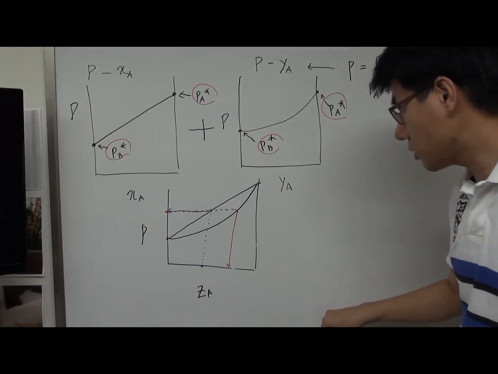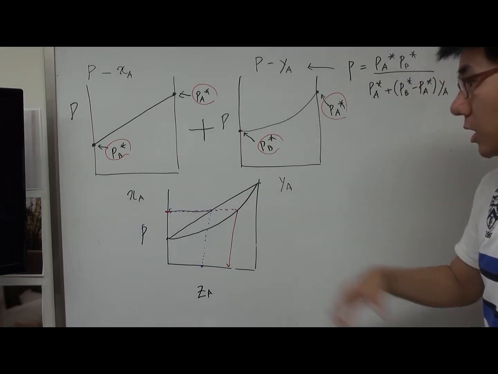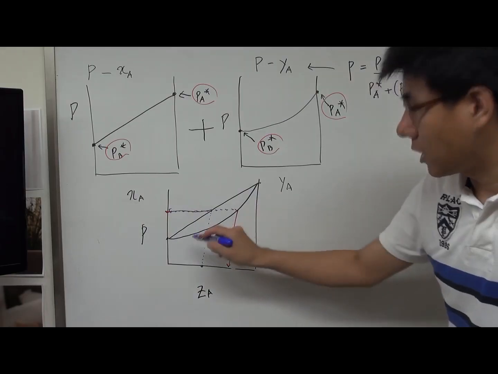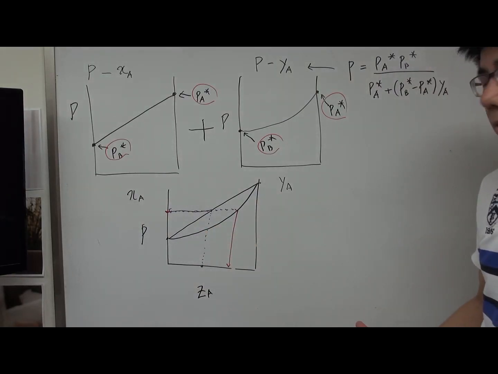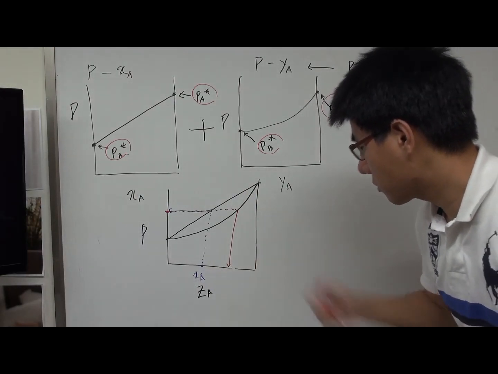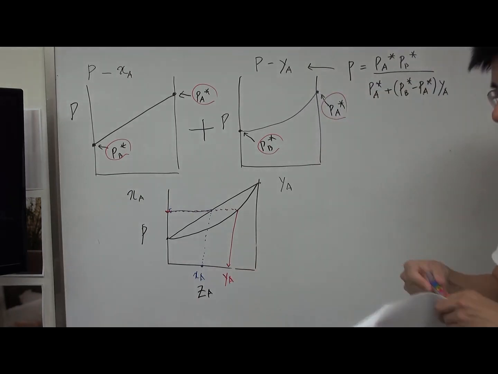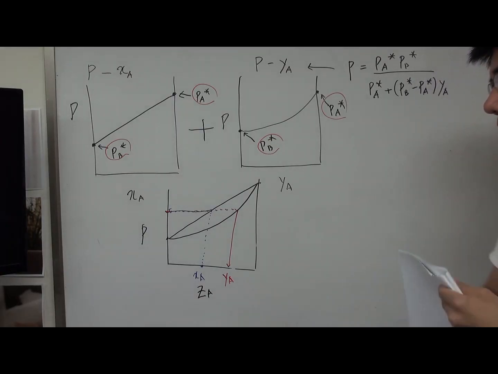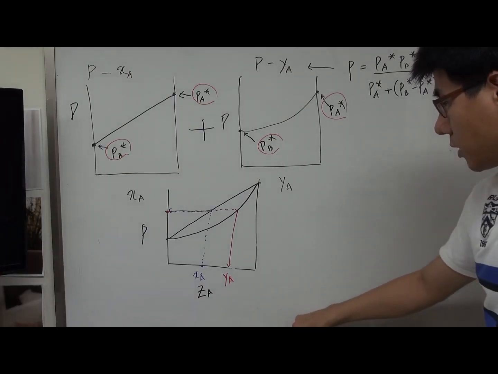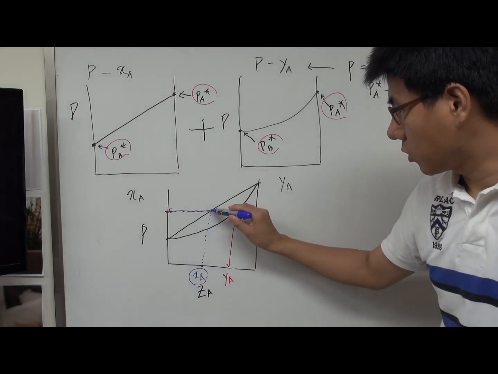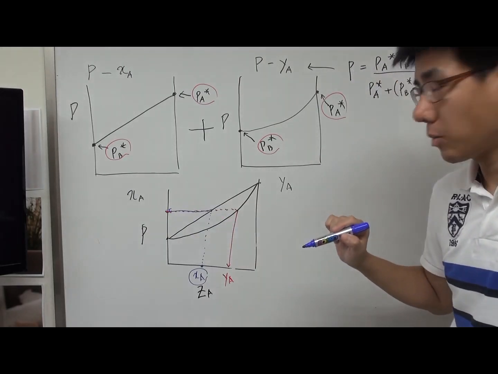So since we interpreted this diagram as I did, we can consider these lines as phase boundaries. So this was XA, this was YA. When the composition in the liquid is XA, the total pressure is here, the total vapor pressure.